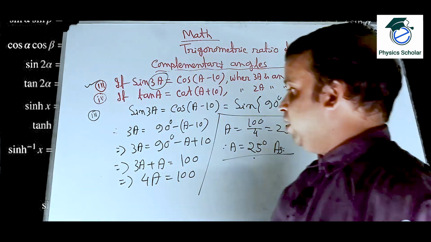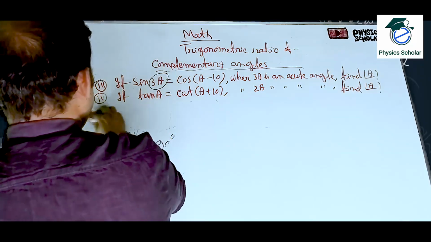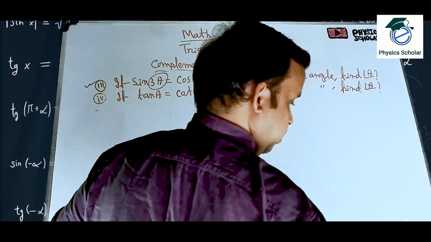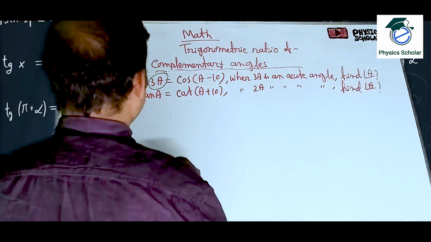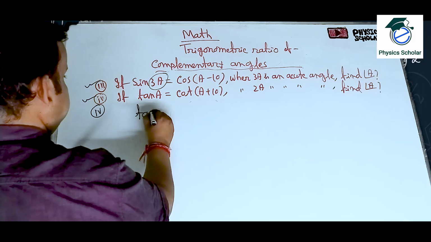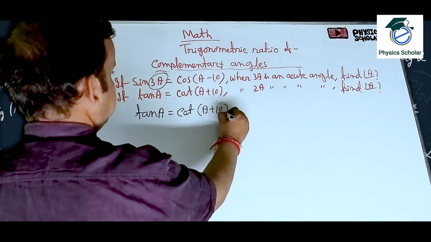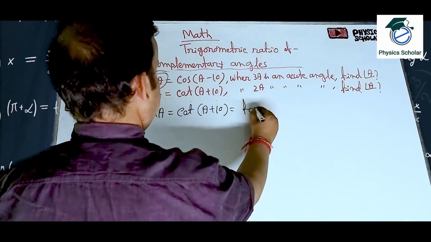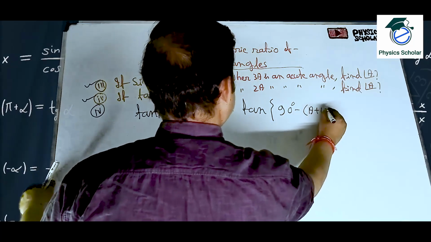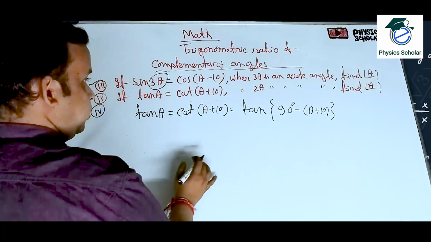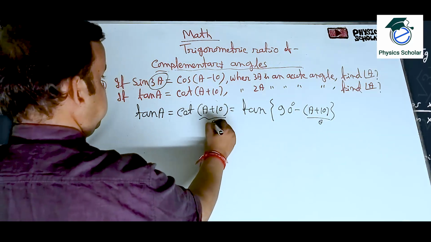Now let us start sum number 4, a similar type of sum. What is that? Tan A is equal to cot of A plus 10. Similar type of sum, what can we write? Tan of 90 degree minus theta is equal to what? Cot theta. Clear? So 90 degree minus theta means cot theta. Clear?